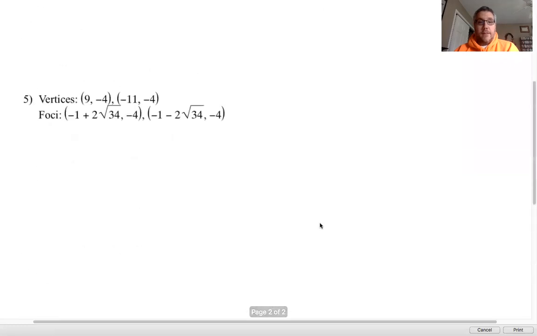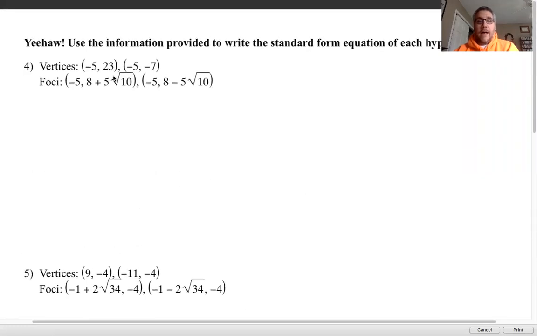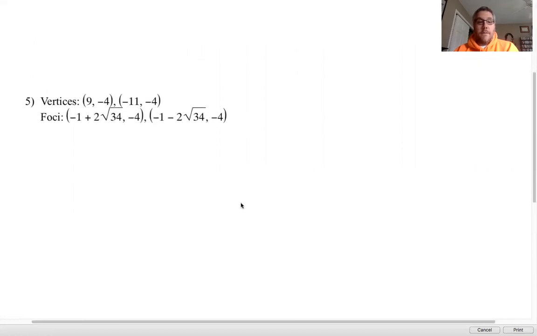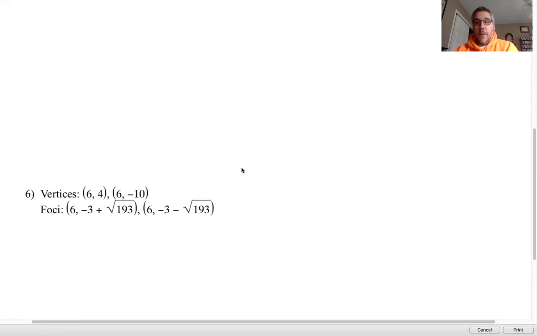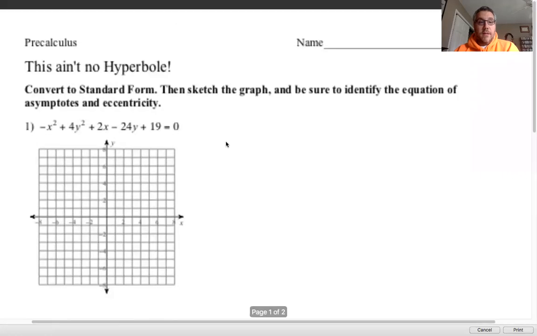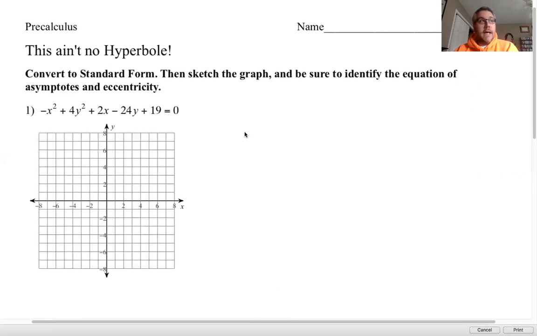On the second page, we're going to use this information of the vertices and the foci, and we're going to write the equation of a hyperbola. We'll do number four together, and then you will work on number five and number six at your own pace. And that is the totality of this assignment, which is called "This Ain't No Hyperbole." You can also think of it as the continuity learning plan lesson number 4. So without any further ado, here we go.